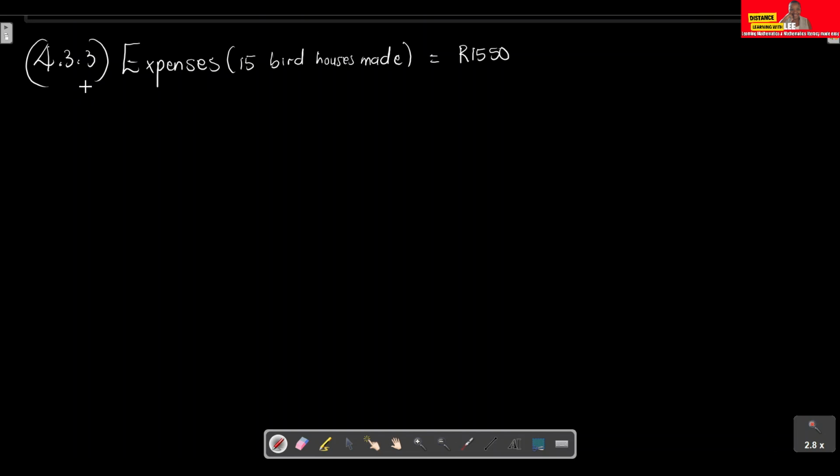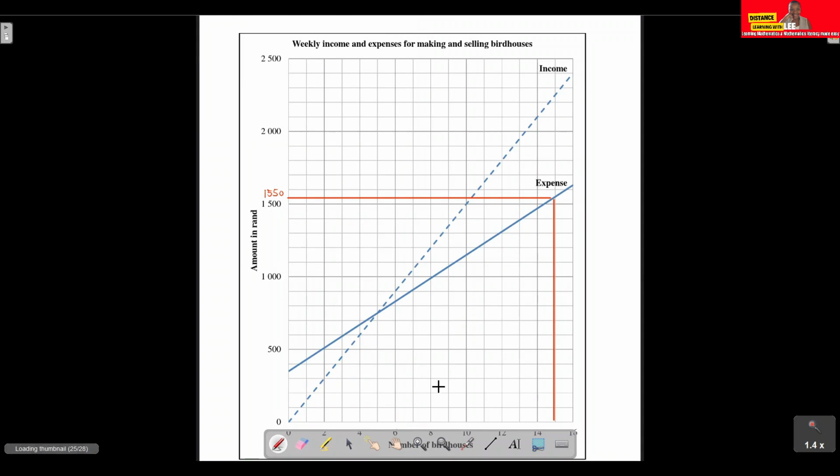However, he doesn't make an income from selling all of those 15 bird houses. He makes an income from only selling 12 bird houses. So that is his income, and we're going to interpret that from the graph. I'm going to use green. He only sold 12, so we're on the 12.